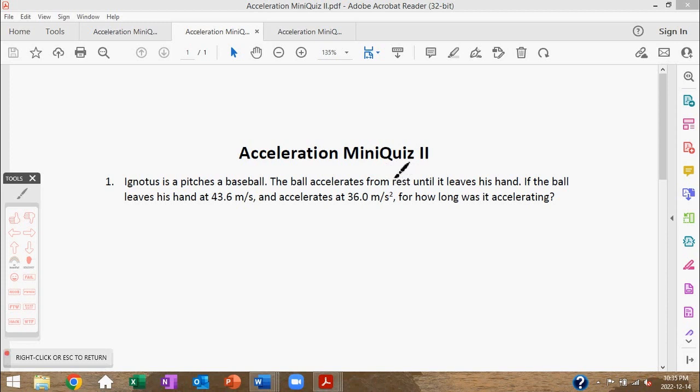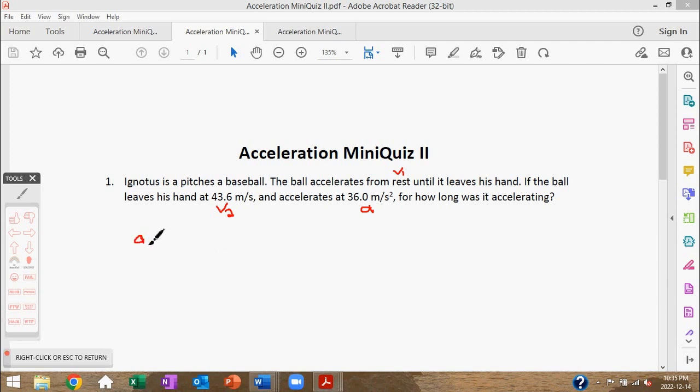Anyways, ball accelerates from rest. This is our V1. Until it leaves his hand. If the ball leaves his hand at this speed, this is our V2. And it accelerates at that rate. For how long was it accelerating? All right. So in this case, again, we start with our regular formula.